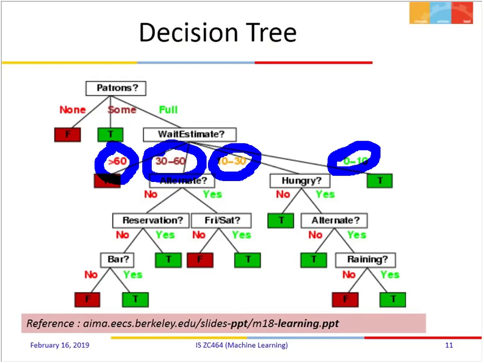What is this F? F is for false. You have to wait? No. You do not have to wait, yes, or you do not have to wait. So the decision is about waiting or not waiting. So T is about waiting and F is about not waiting. Okay.